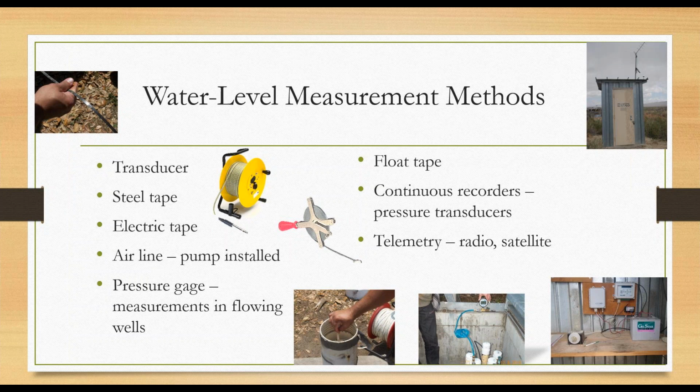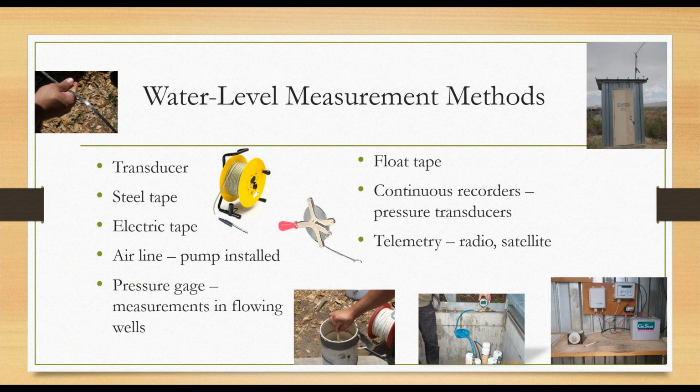So we also use pressure gauges. These are used for measuring. I have one example here in the middle picture at the bottom. Pressure gauges are used in wells that are flowing. So if you have a well that has quite a bit of pressure, there are all different types of these that you can use and still get an accurate measurement of the pressure of the water flowing up rather than a water level.